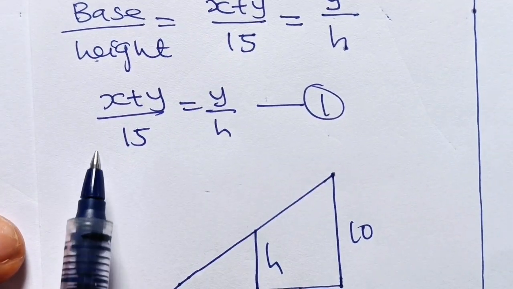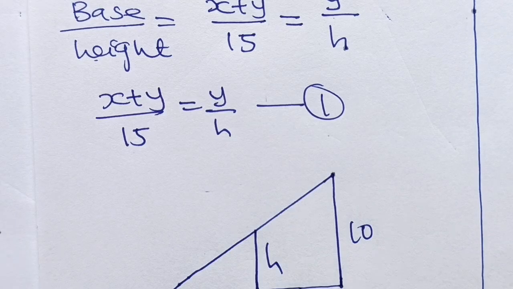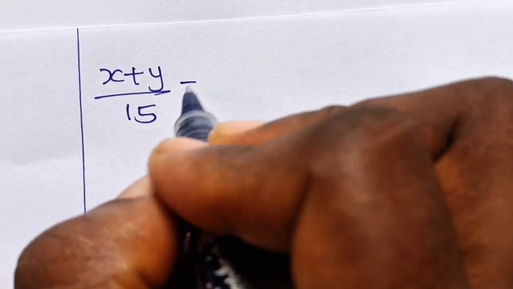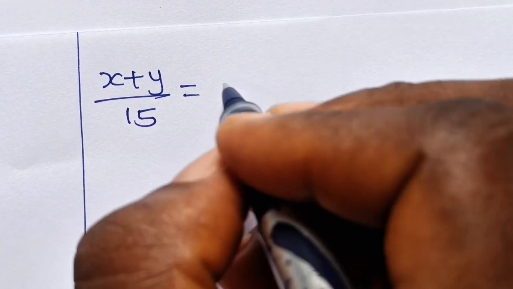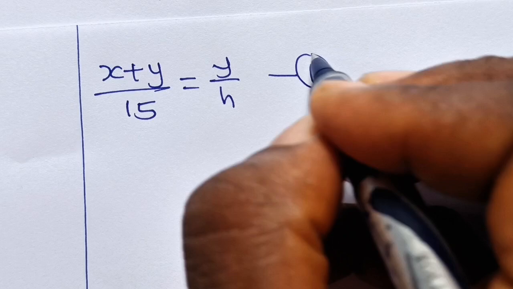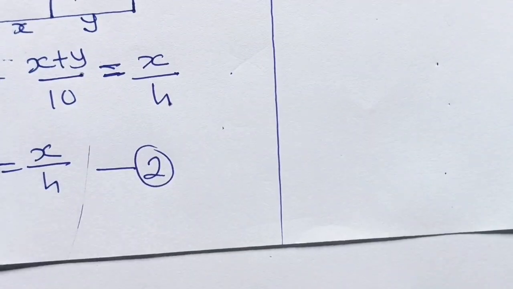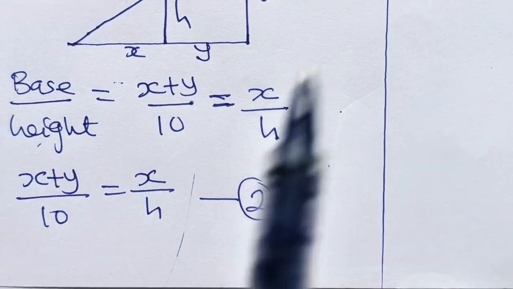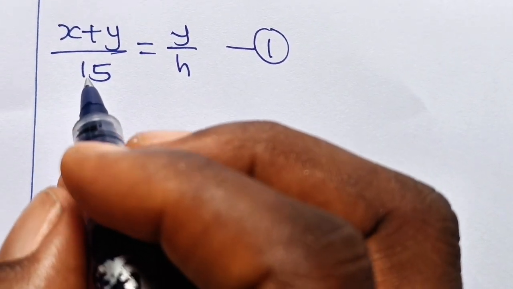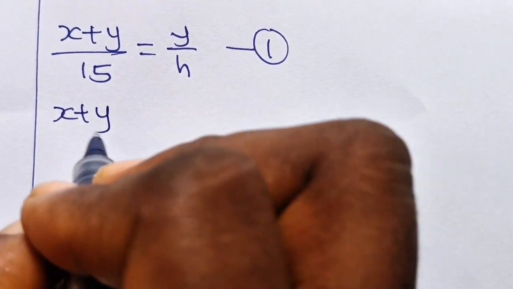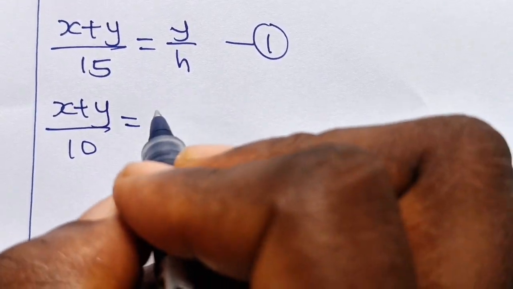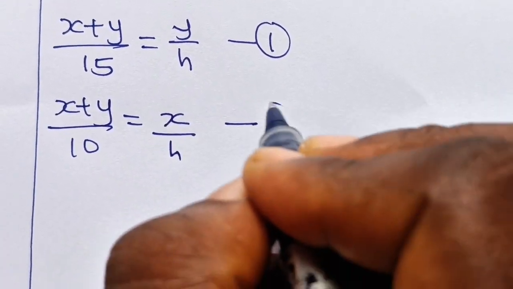So I'm going to copy out equation 1. According to equation 1, we have (x plus y) divided by 15 is equal to y over h. Okay, this is equation 1. And equation 2 says (x plus y) divided by 10 is equal to x over h. Now this is equation 2.